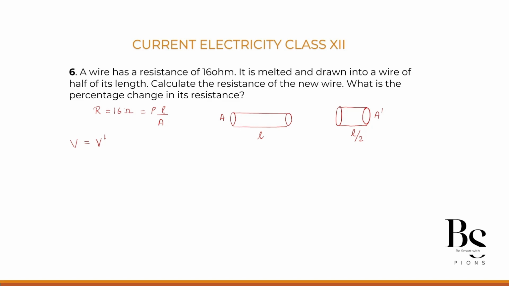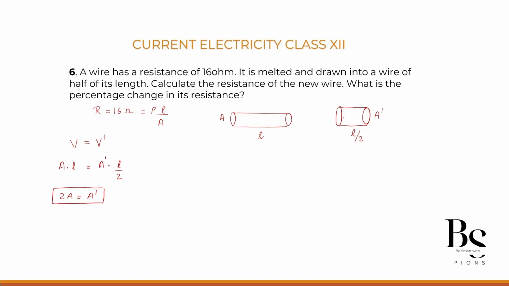And what's the volume of the previous wire? Area into length of the previous one. And that must be equal to the new area into the new length, that is L by 2. Correct? So L and L cancel on both sides. 2 times area will be equal to the new area. As you can see, mathematically it is saying that the new area will become double the previous area. That is obvious: when you decrease the length, the area increases, and when you increase the length, the area decreases, and you can see that from this expression also.